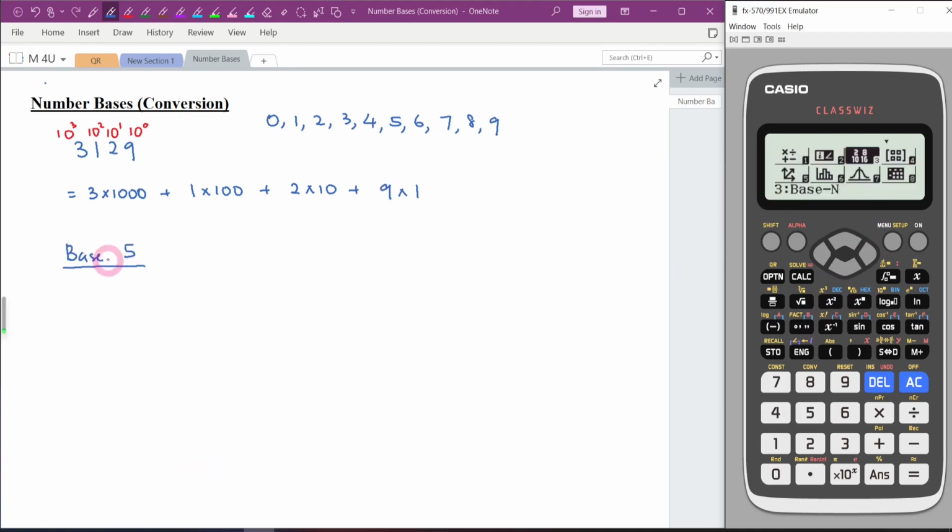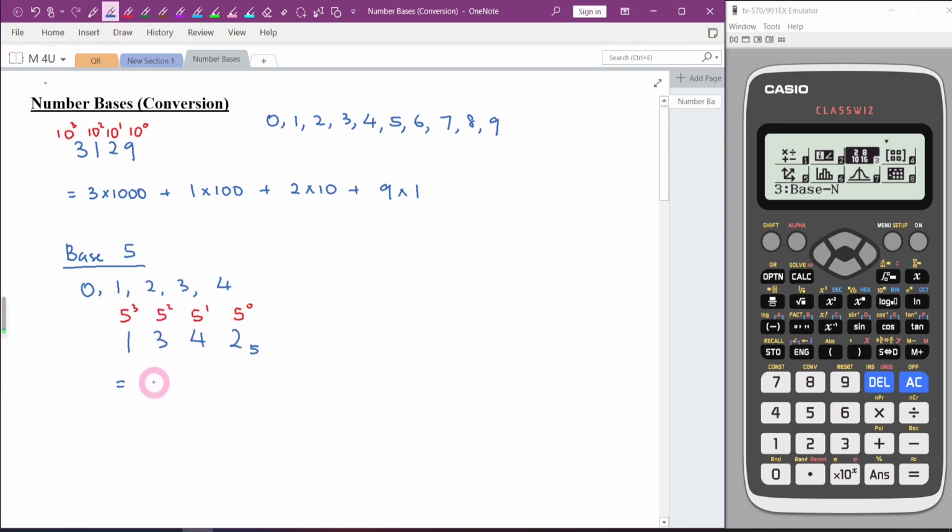Okay, now let's try base 5. In base 5, there are 5 digits we can use, which are 0, 1, 2, 3, 4. No 5 and above. Let me give you this number: 1342, base 5. Since this is base 5, the place value will be 5 power 0. Always start with power 0, then 5 power 1, 5 power 2, and 5 power 3.